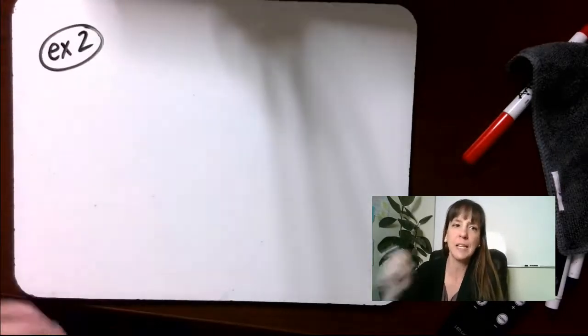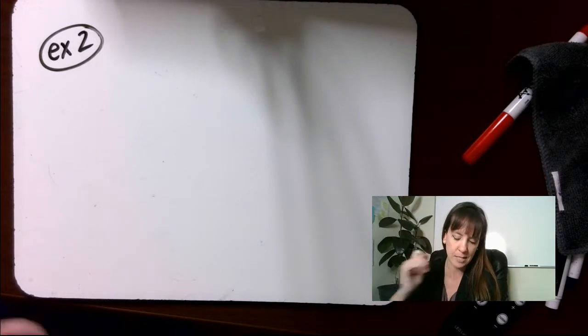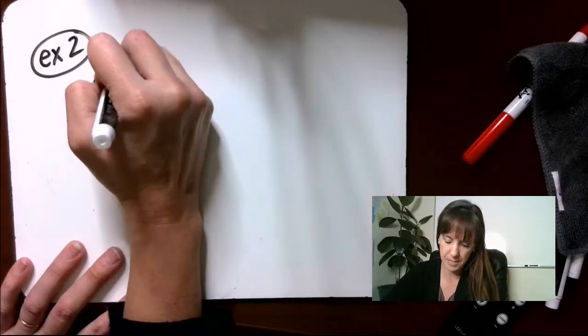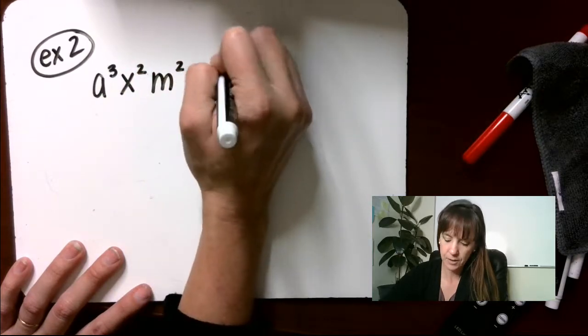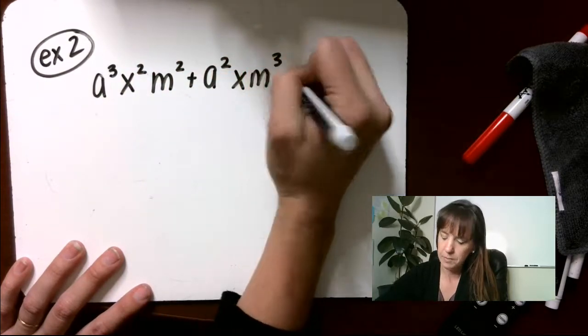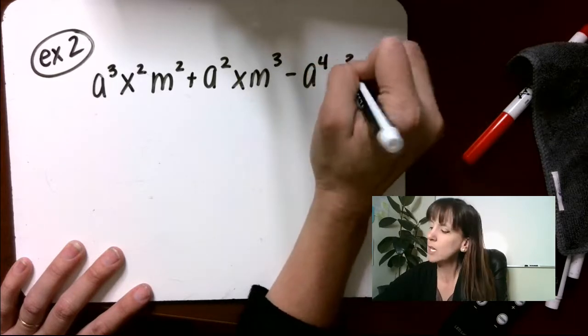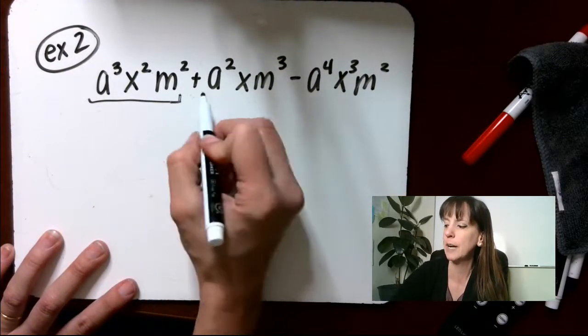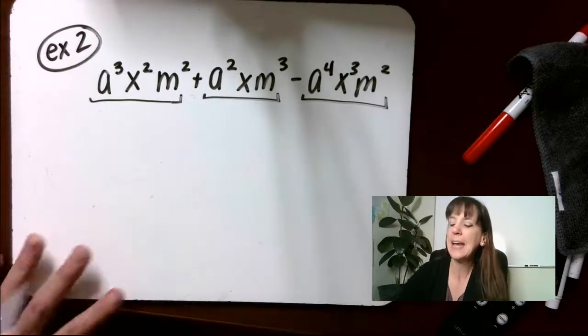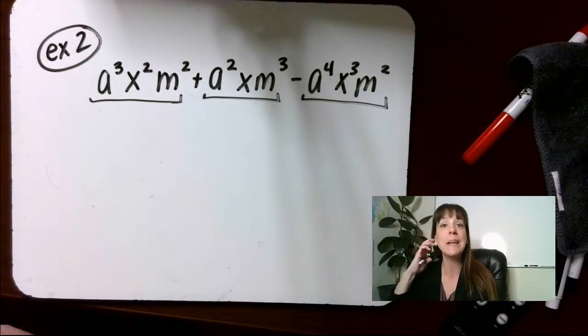And if you're in my class, you need to be writing these down because this is how I want to see your work. Always write the problem down. a squared x m squared plus a squared x m cubed minus a to the 4th x cubed m squared. We've got 3 chunks here. Again, chunks are broken up by addition and subtraction. All of them have a, x, and m, but it's how many that they have.